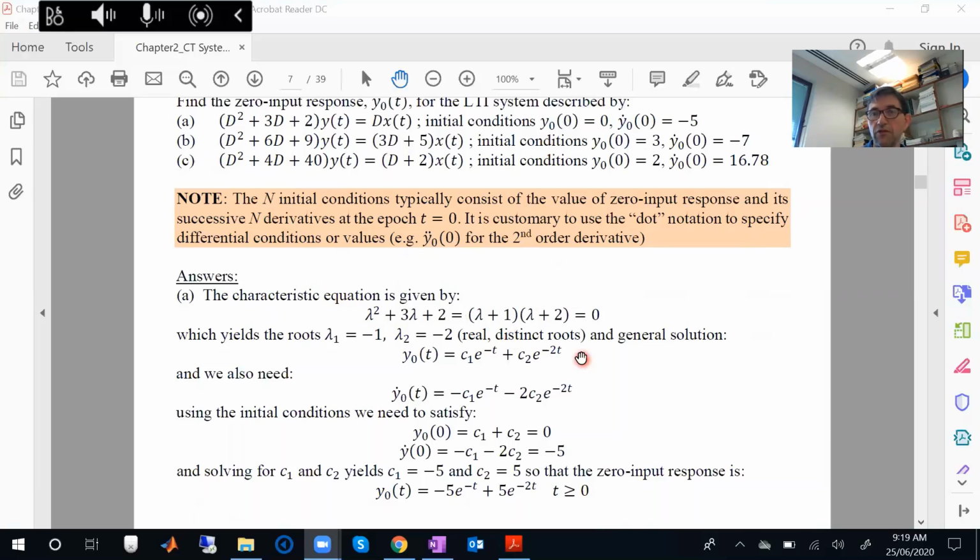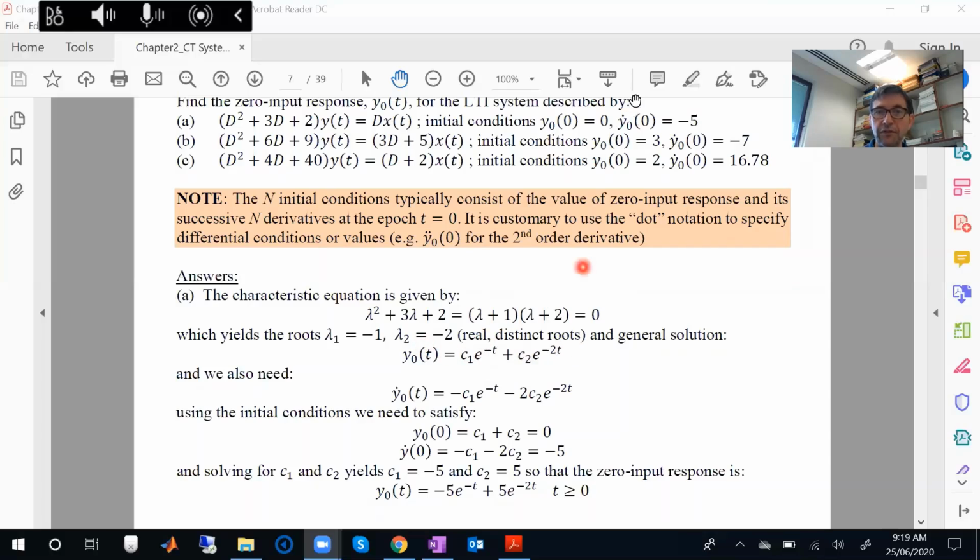General solution, you don't need to look it up, you just remember it. Lambda plus 1, the root is -1, so you get e to the minus t. Lambda plus 2, the root is -2, so it's e to the minus 2t. And you throw in these two unknown constants that you have to solve for using the initial conditions, C1 and C2.